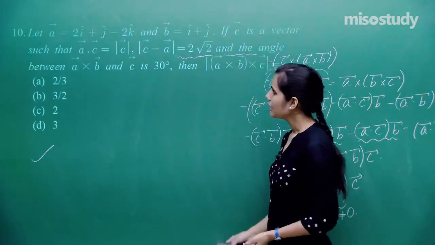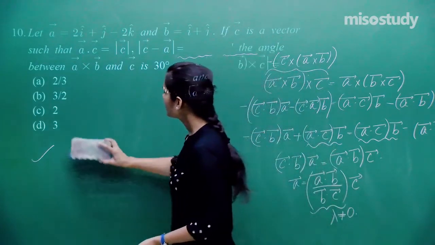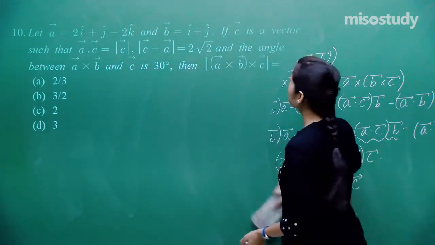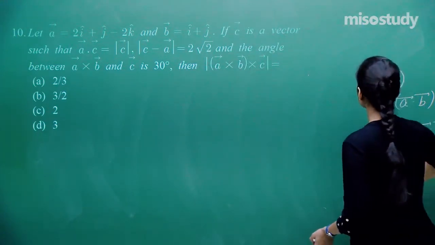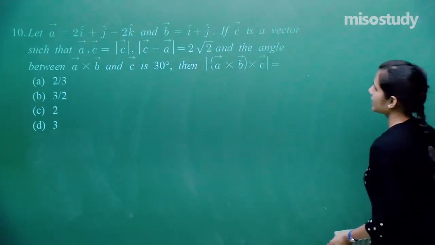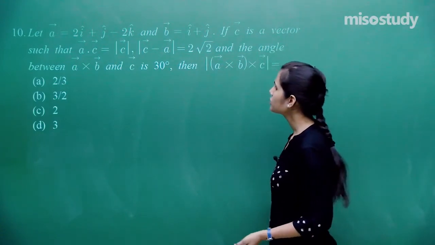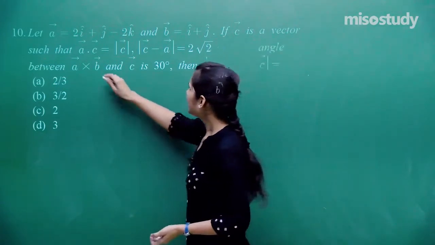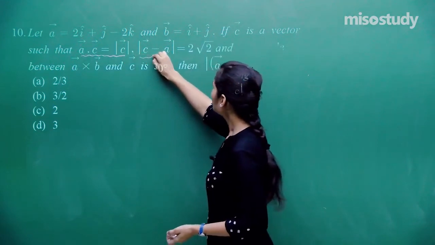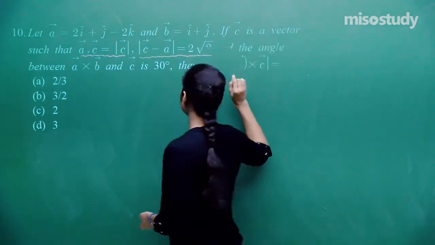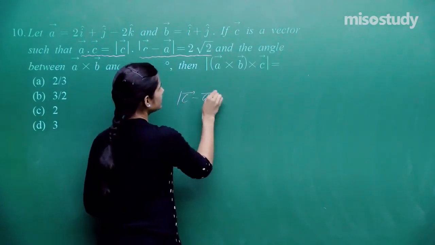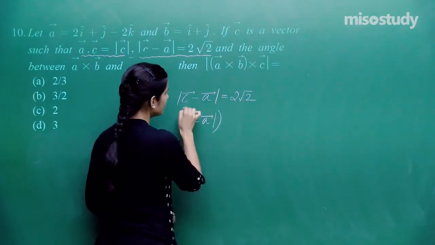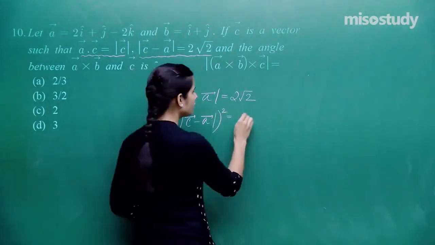Moving on to the next one, I have the question that A vector is this, B vector is this. If C is a vector such that A dot C is mod C, read it further: mod of C minus A is 2 root 2 and the angle between A cross B and C is 30 degrees, then what is this? Okay, so step by step. A dot C is mod C and mod of C minus A is 2 root 2. So mod of C minus A whole square is 2 root 2 whole square, which is 8.